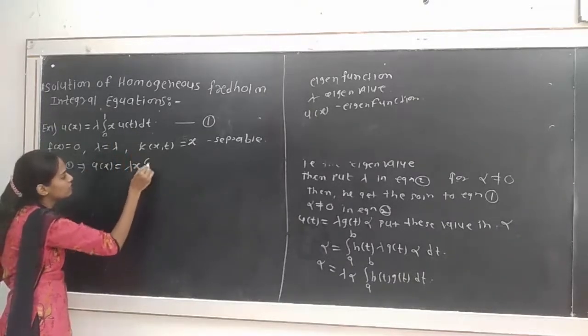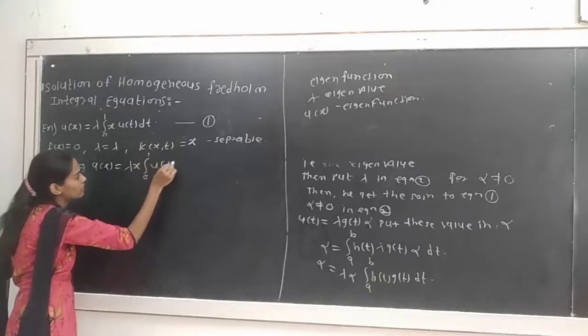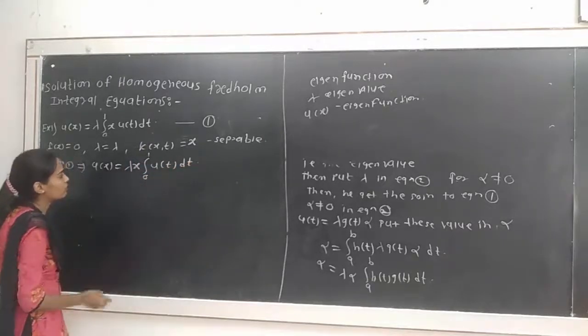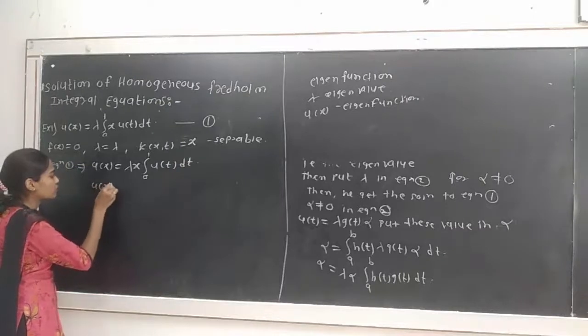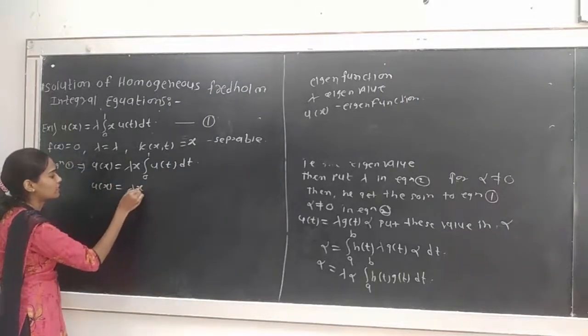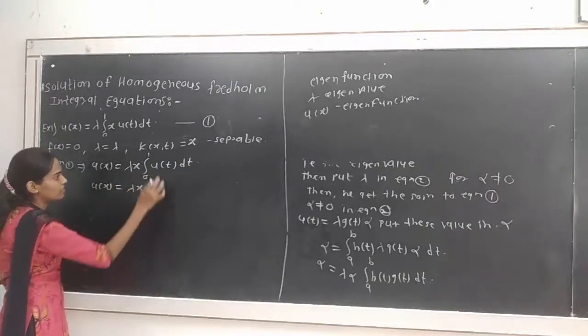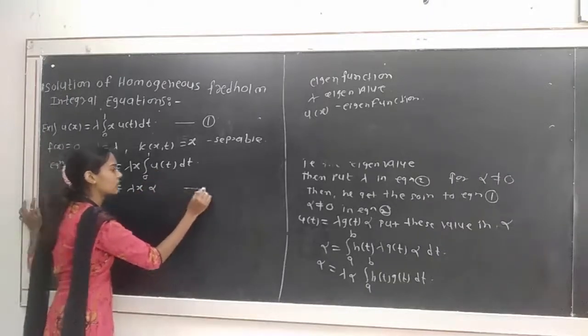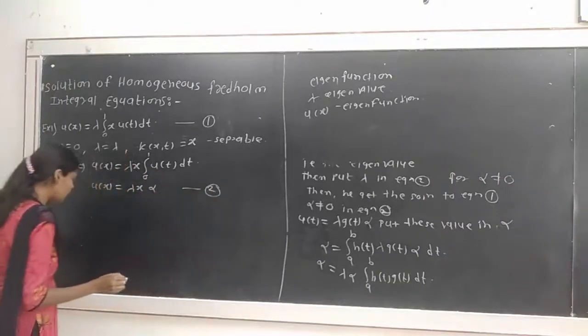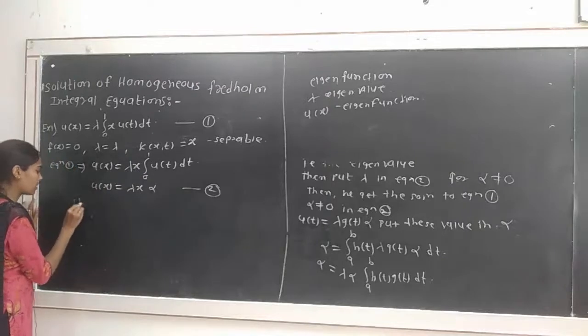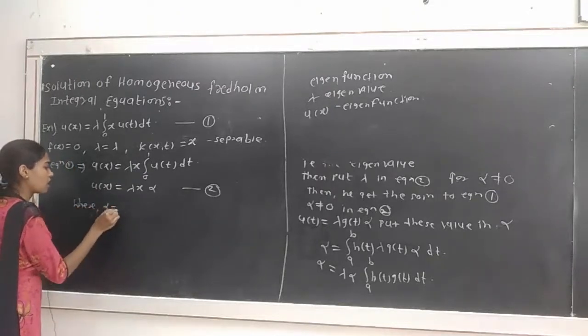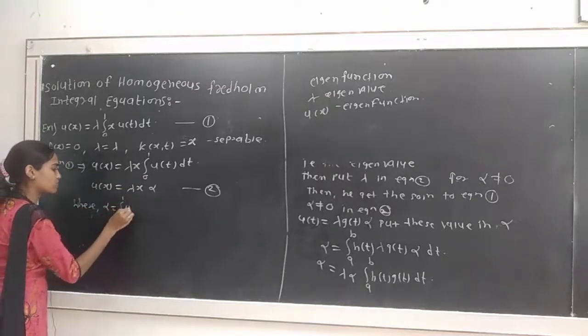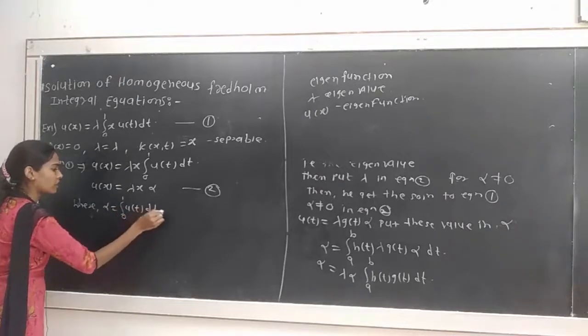So we get integration from 0 to 1 of u(t) dt. Okay, so we write this as u(x) = λxα. We consider this integration as α. Take it as equation number 2, where α is equal to the integration from 0 to 1 of u(t) dt.